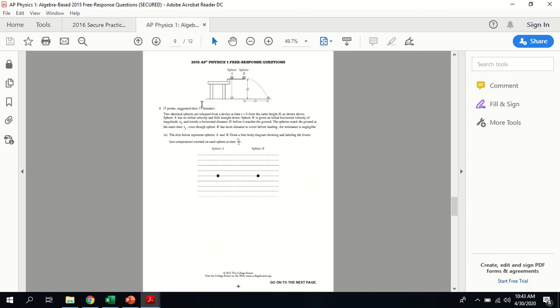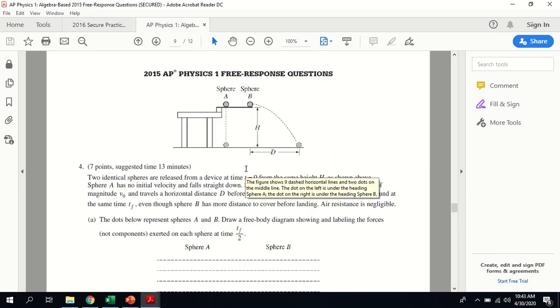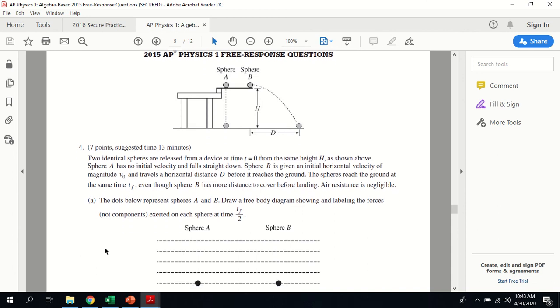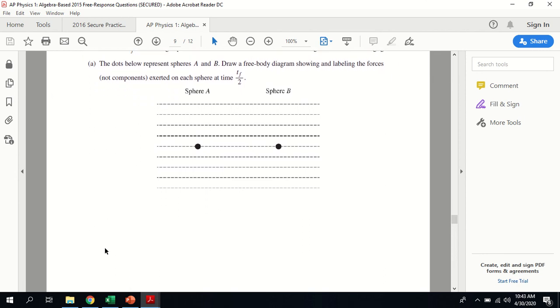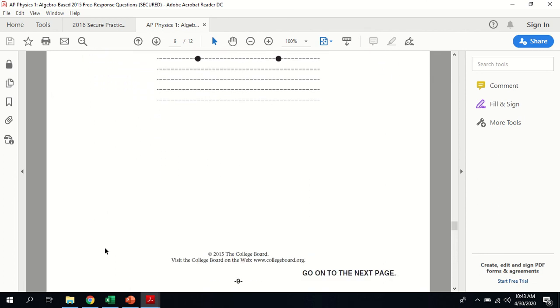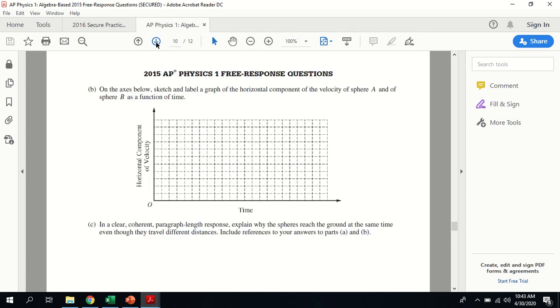For this one right here, if you remember, this is an early one. This is a paragraph length response one. This is the one showing the projectile motion, one object just falling straight down, one being shot horizontally off the table. You had to do this quick part of just doing the free body diagrams. Like I said, that's not going to be something they're going to give you. They're not going to ask you to draw a diagram. Okay, that's what they told us. So let's see if they keep their word.